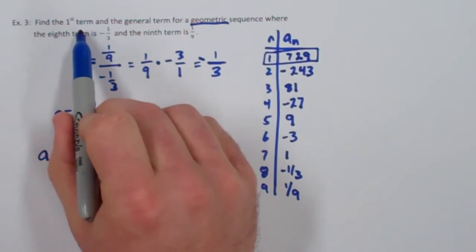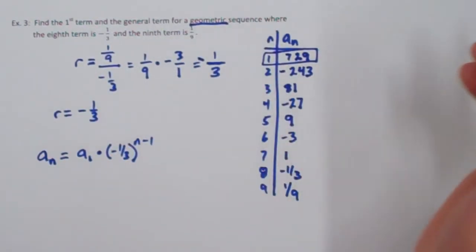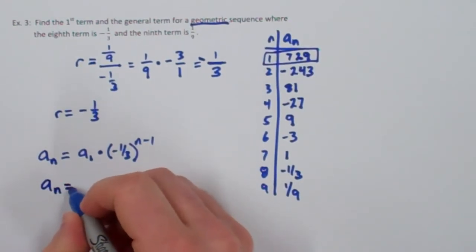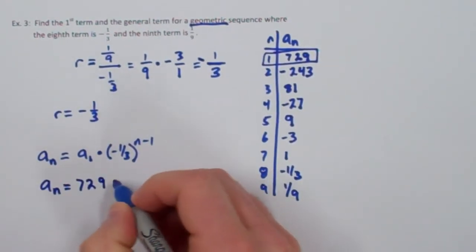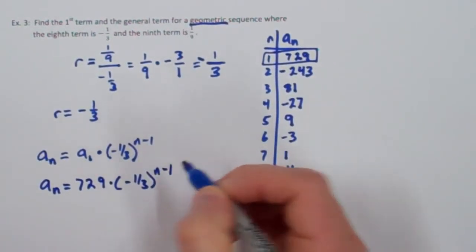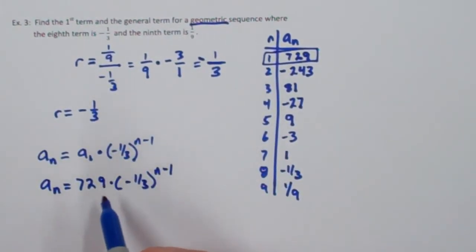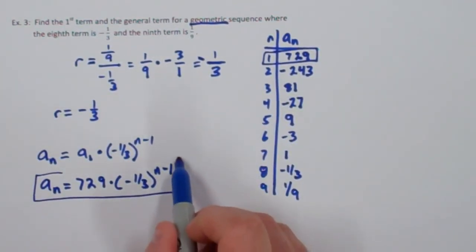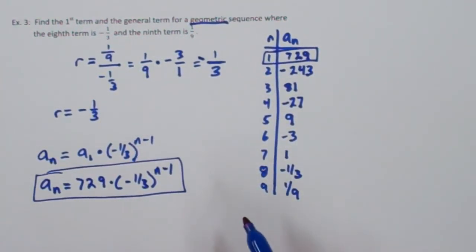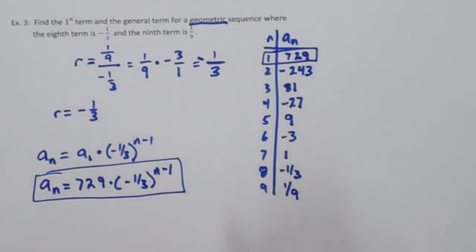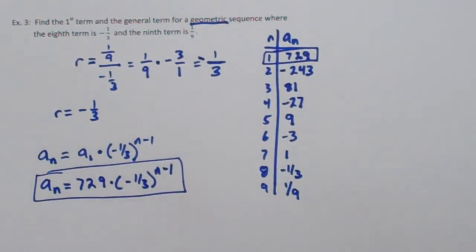It just says find the first term and the general term, so we need to also do the general term. The general term, remember, will be 729 times negative 1/3 to the n minus 1 power. Again, you could clean this up a little bit if you wanted to, but this is just fine. This formula will give us any term that we're looking for. You can double check this with these values if you'd like, just as a way to make sure that you are correct.